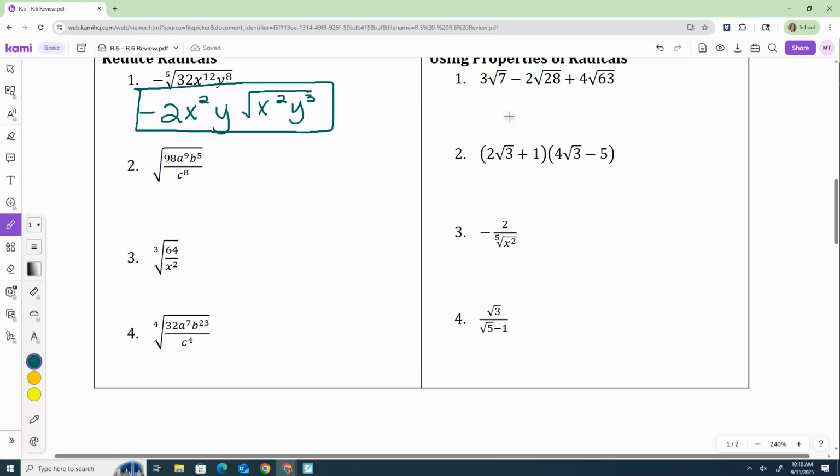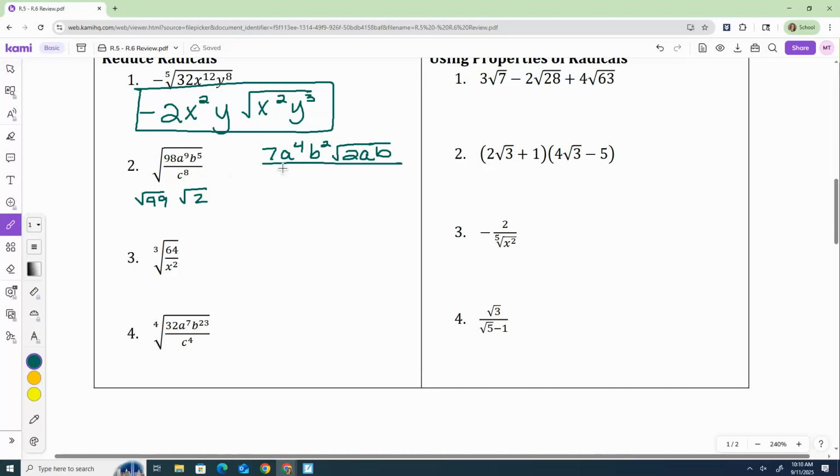Second one. 98. I need a perfect square that goes into 98. So square root of 49 is 7. I can't do the square root of 2, so it stays. If we have 9 a's, how many groups of 2? And how many left over? Just 1. 5 b's would make b squared with 1 b left.